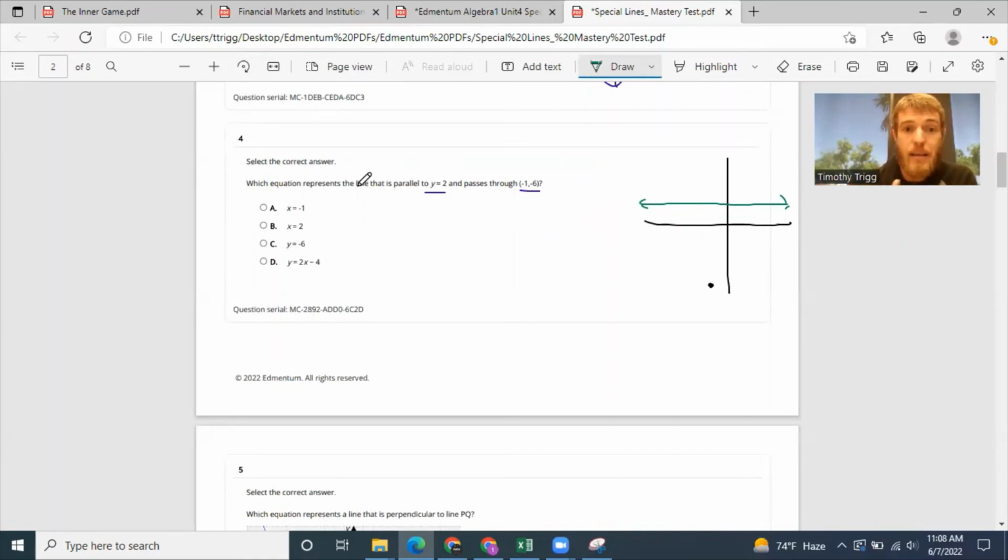Now I want a line that's parallel to that. If it's parallel to that, that means it would also be a horizontal line and it would pass through this point. So which of these equations would produce a horizontal line that also passes through this point?